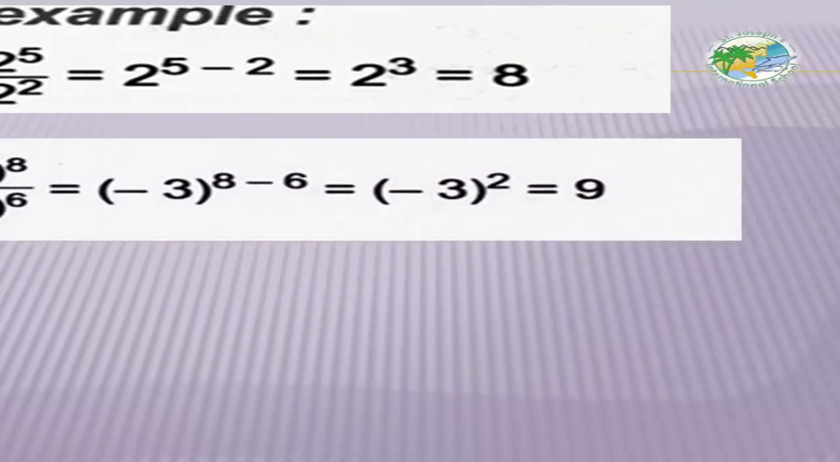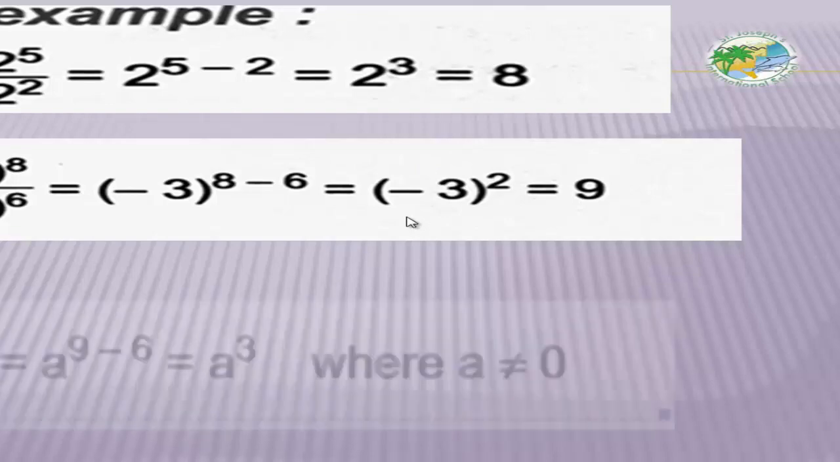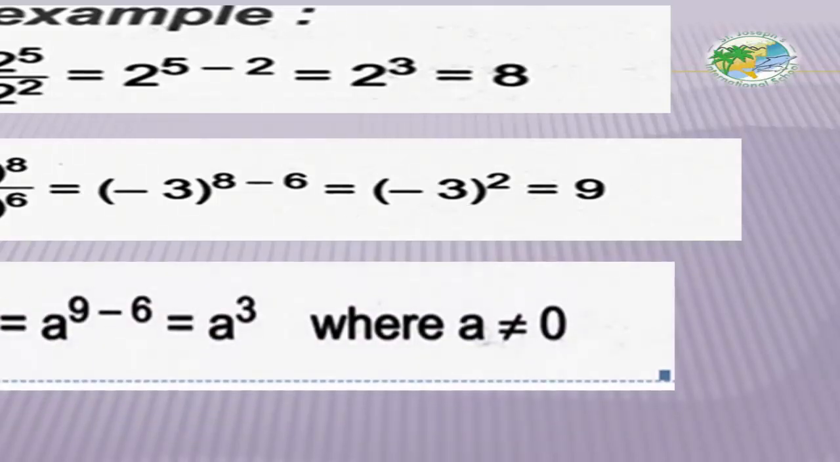Now the same base in both number and sign, negative 3 and negative 3, with powers 8 and 6. Then negative 3 power 8 minus 6 equals negative 3 power 2 equals 9. Why did we do it like that? Because an even power removes the negative sign, as I said before. A power 9 over A power 6 equals A power 9 minus 6 equals A power 3, where A is not equal to 0.